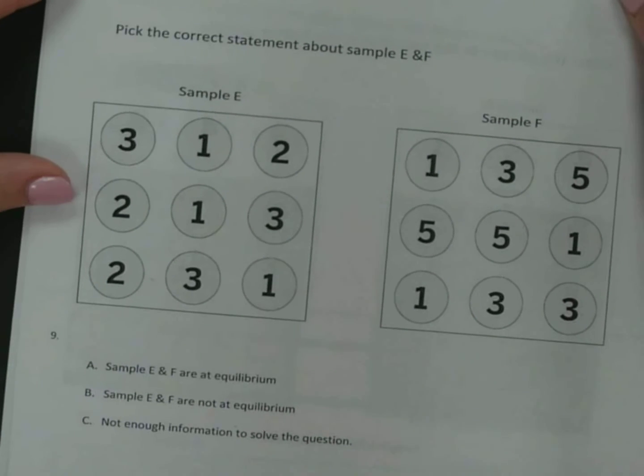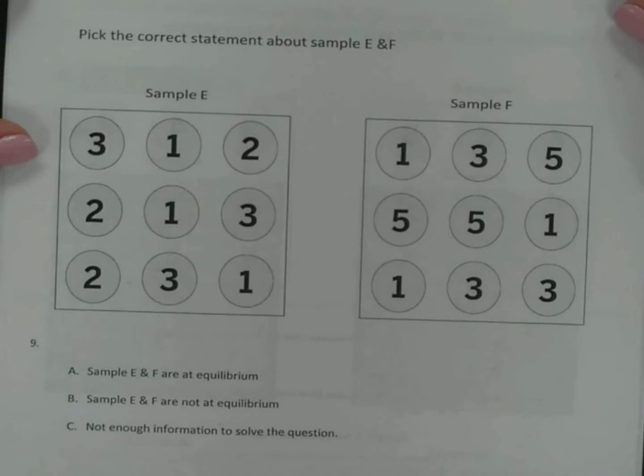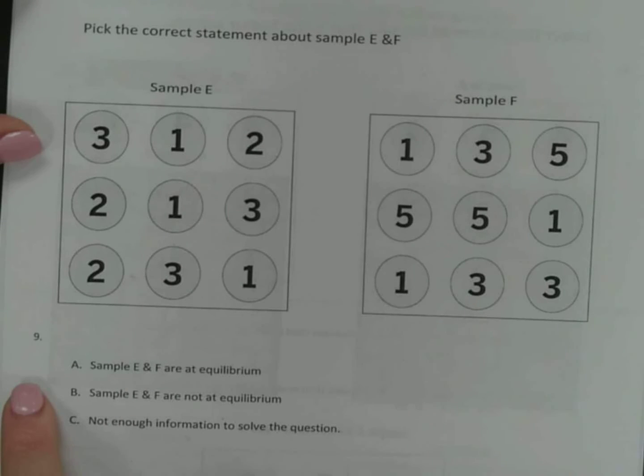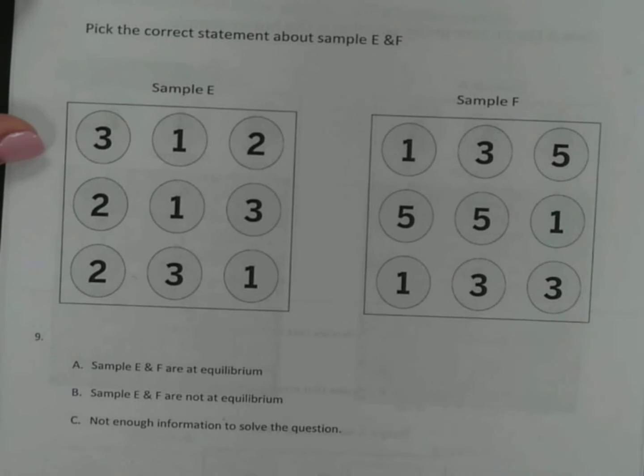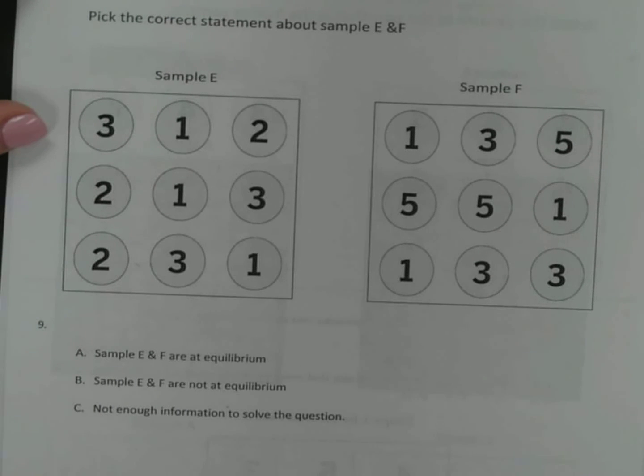For number 9, the directions say pick the correct statement about samples E and F. Is it A, sample E and F are at equilibrium? B, sample E and F are not at equilibrium? C, not enough information is given to solve the problem.